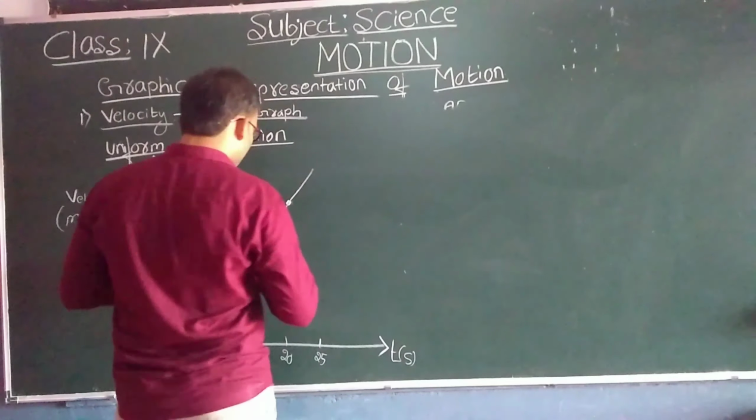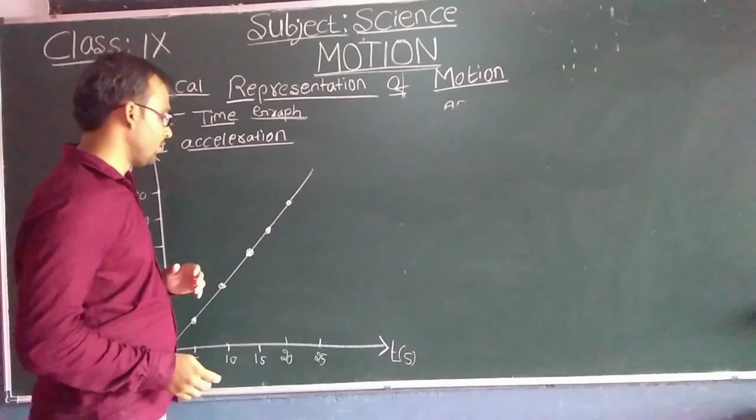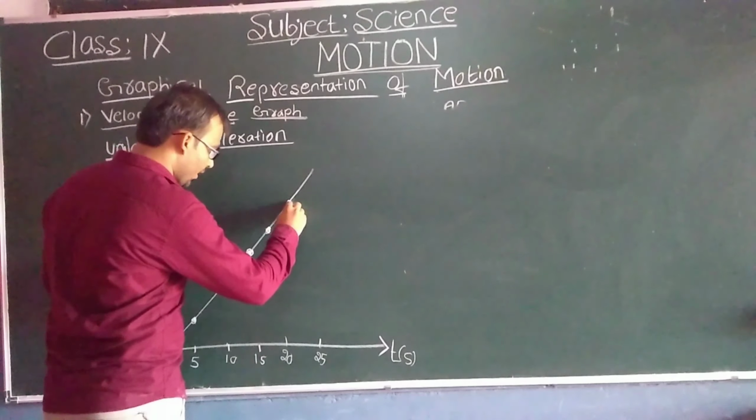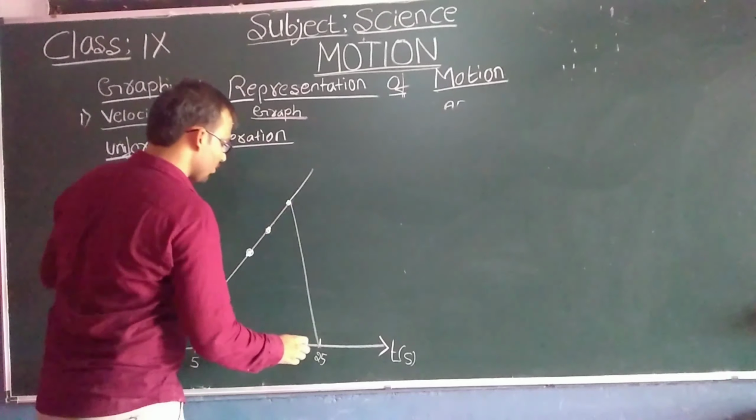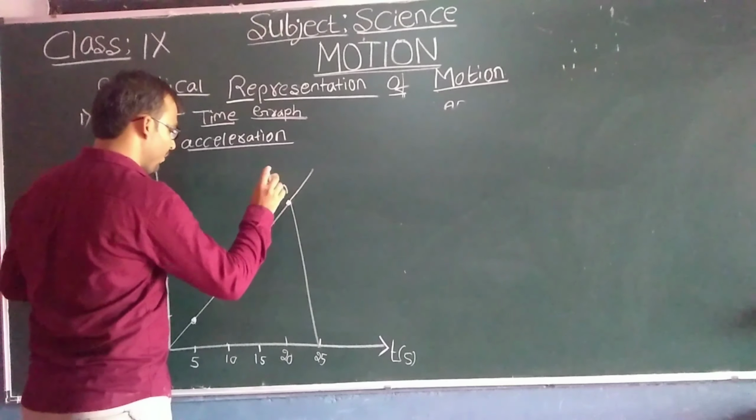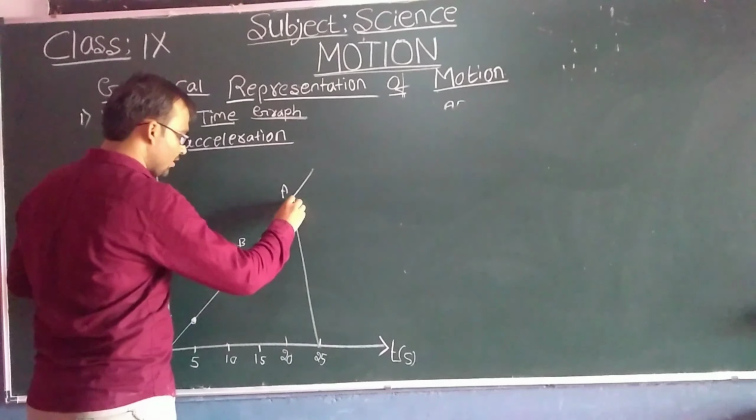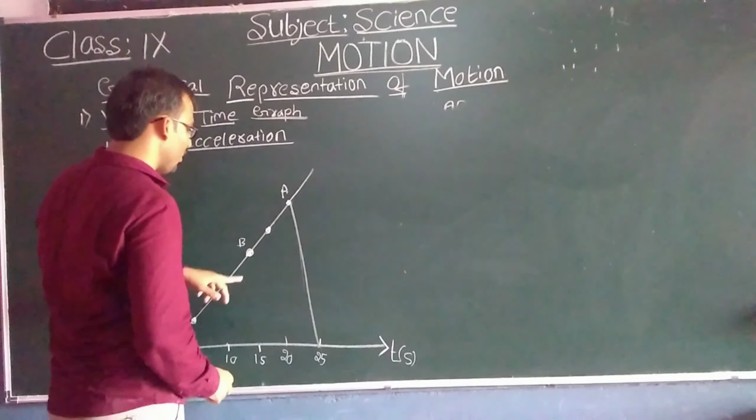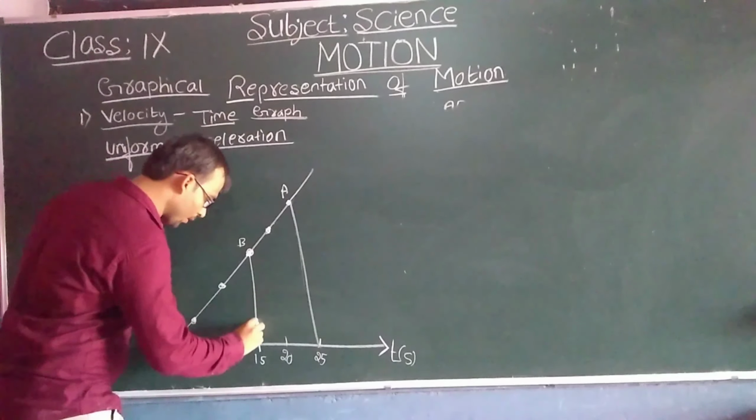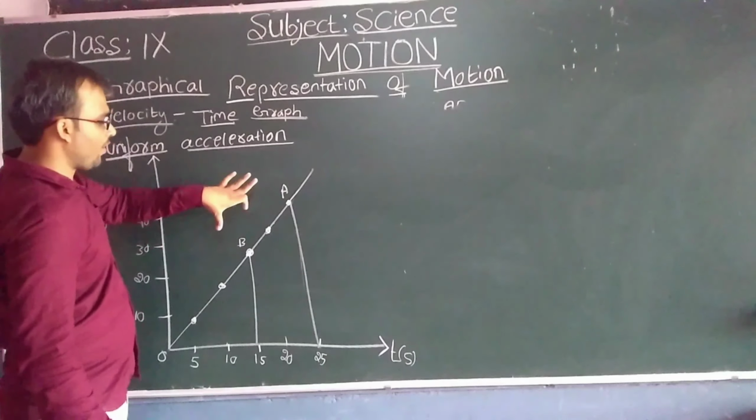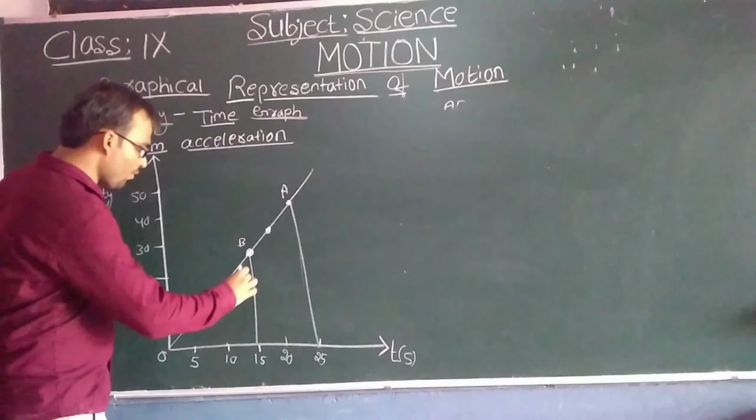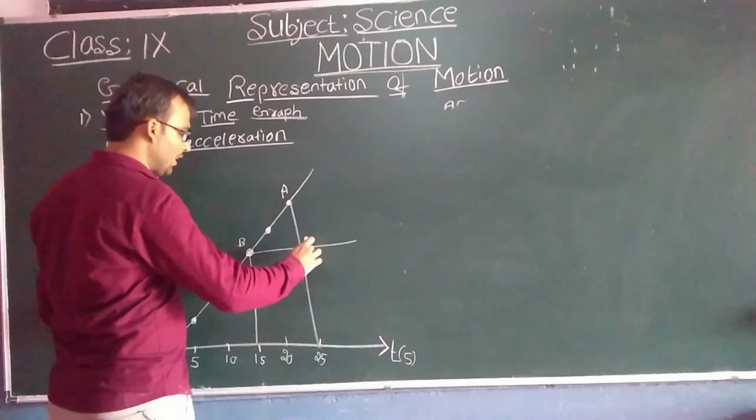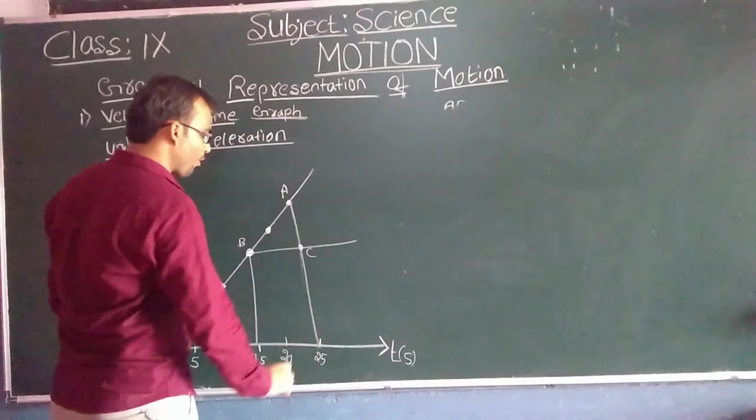So look here, students. First let us find the acceleration. Here you just take 2 points. I am taking this point, which I name A, and this one, B. Draw the perpendicular line from each of these points. Now from B, draw the horizontal line. Let these lines meet at a point C.